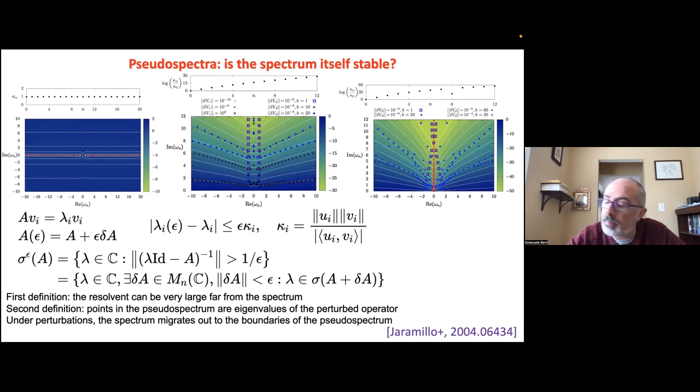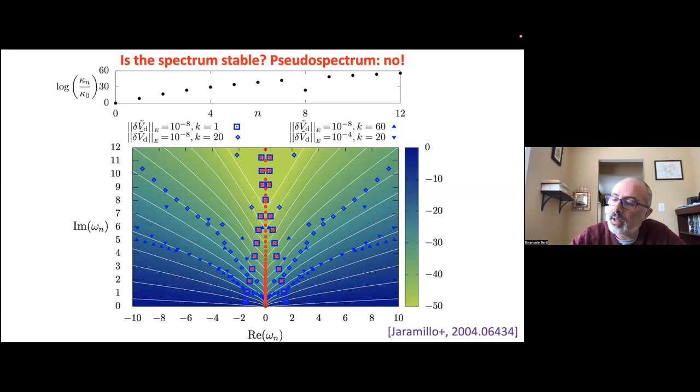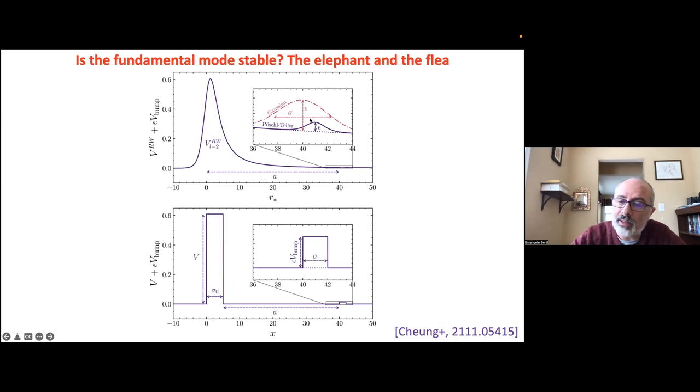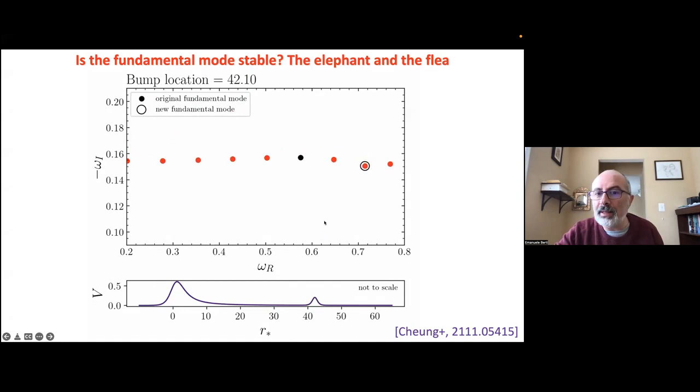And to cut a long story short, what Jaramillo and others found was that all of the modes in the spectrum are actually unstable, with the possible exception of the fundamental mode. And then we reanalyzed the fundamental mode, and we showed that when you take a bump, the flea on the elephant, located at a certain distance and with a certain amplitude, you can in general destabilize your spectrum and produce a completely different spectrum that consists of all of the trapped modes between the main peak and the second bump.